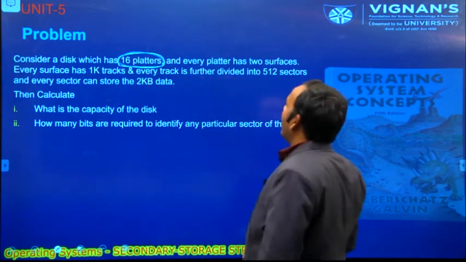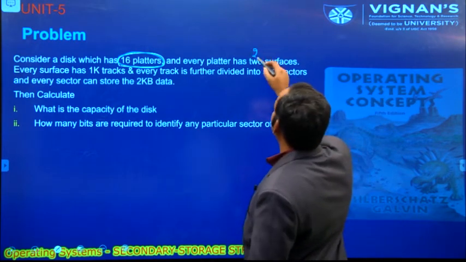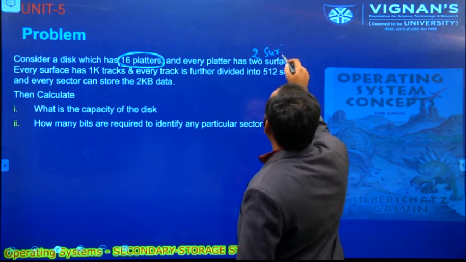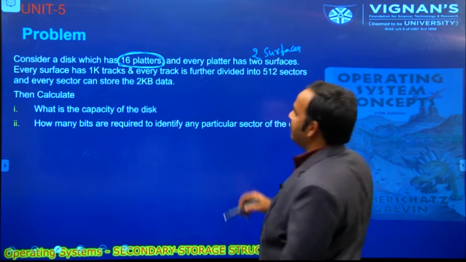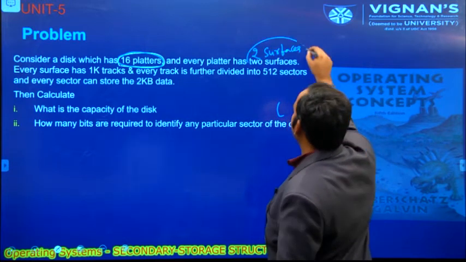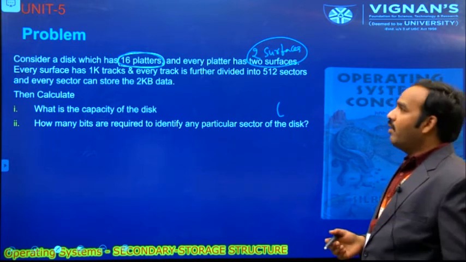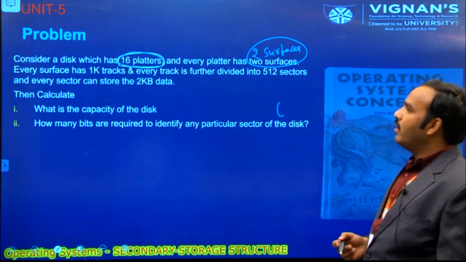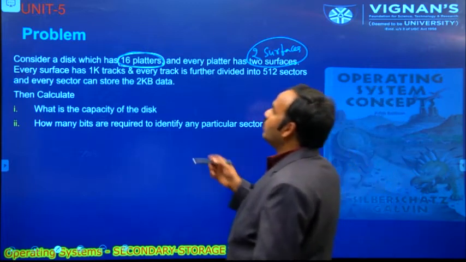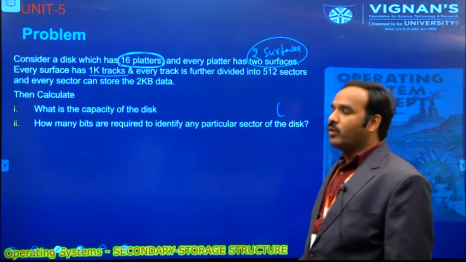Every platter has 2 surfaces, the top surface and the bottom surface. Every surface has 2K tracks.